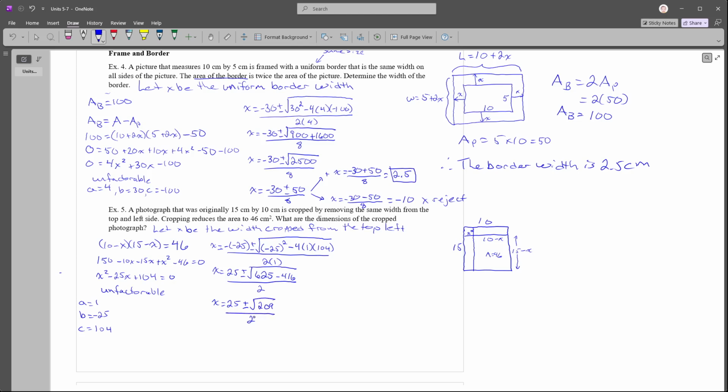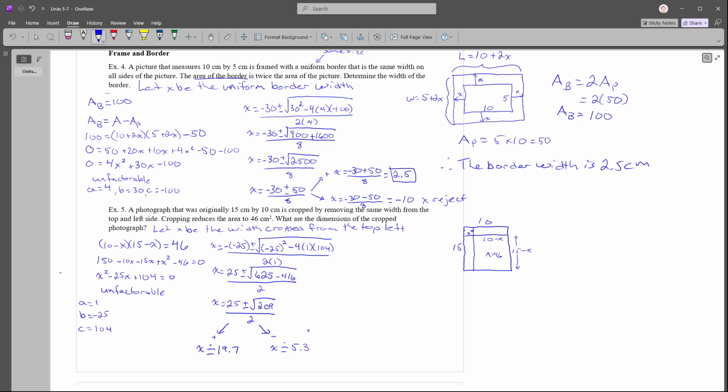Now, unfortunately, these numbers are not nice. They don't work out nicely, so we just have to do the math, plug it into your calculator, and when you do plus the square root of 209, you end up with x is approximately equal to 19.7. And then when you do the minus the square root of 209, you end up with x is approximately equal to 5.3.